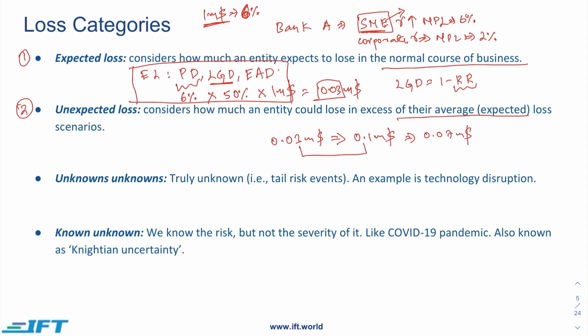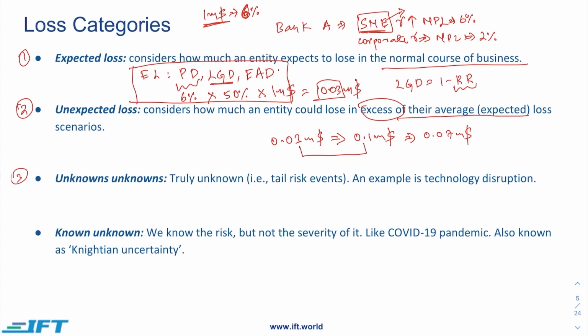So an unexpected loss is the loss that is not as per the normal course of business, that your model didn't predict, that is in excess of the average expected loss that you may have predicted using your financial models.